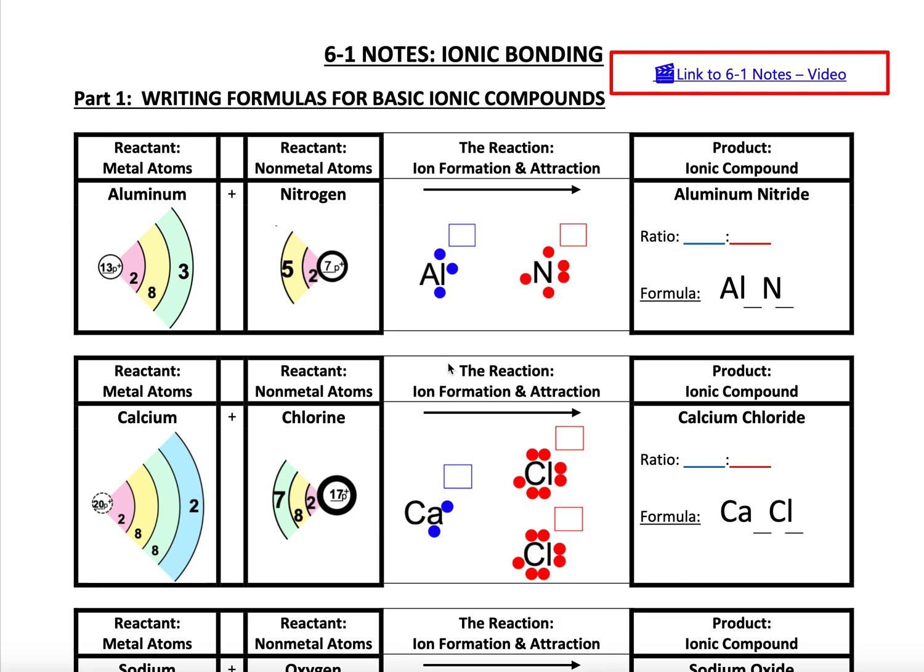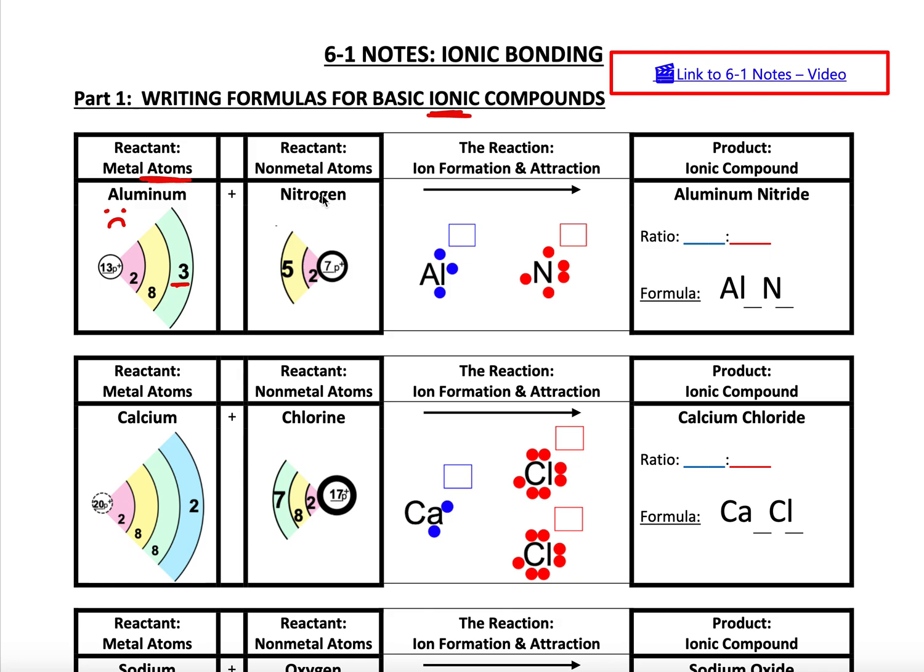All right, so let's go over how to write formulas for basic ionic compounds. Now, you already should know how atoms, metals and nonmetals, form ions. You should realize that aluminum atoms are not happy the way they are. They're not stable. They don't have 8 in their outermost energy level. They have 3. That's why there's 3 dots on these Lewis dot structures. So aluminum atoms are not happy. They're unstable. They want to react. They want to fix the problem.